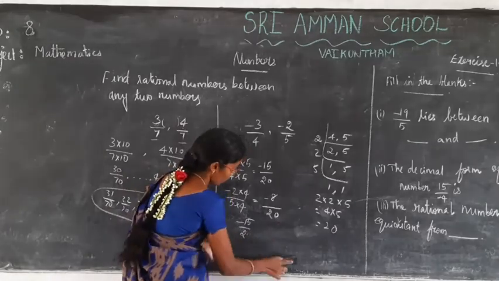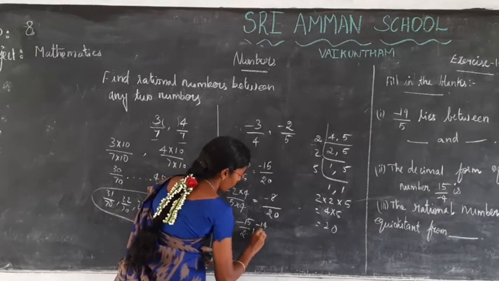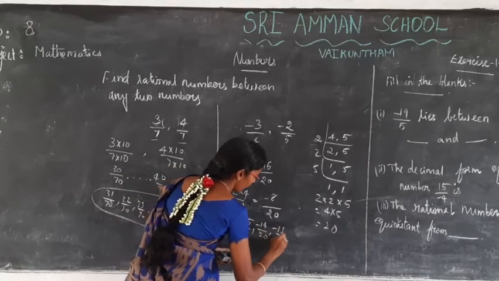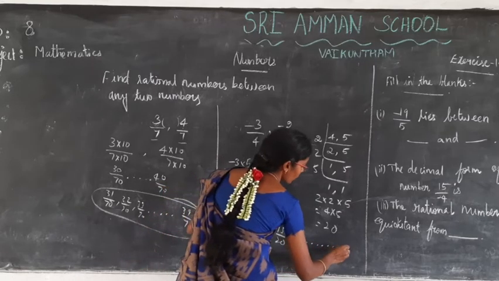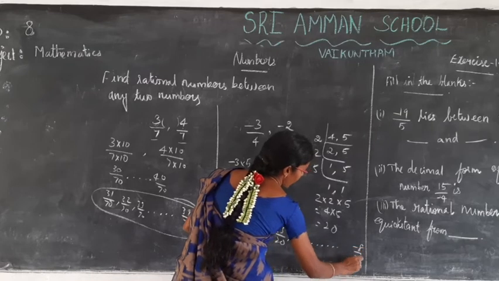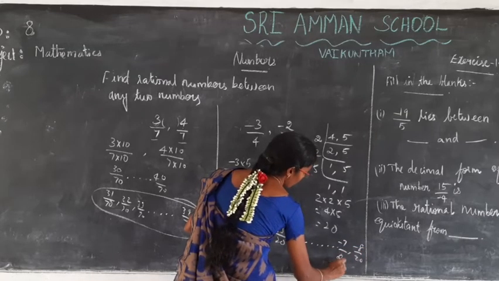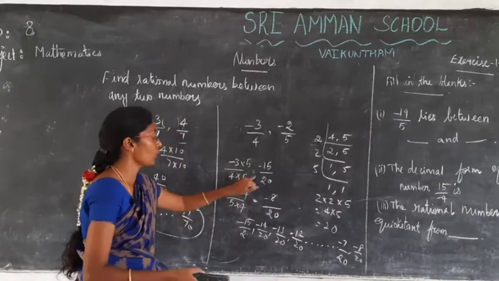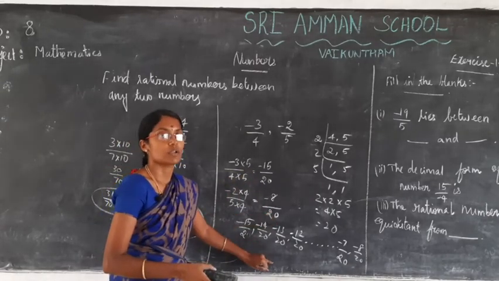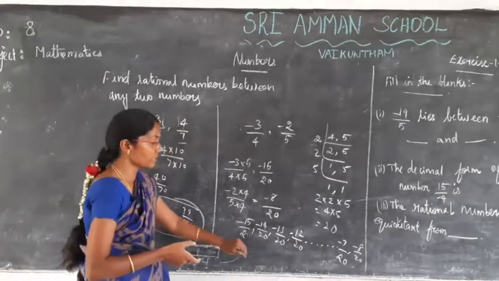Okay. So how will you write? Minus 14 by 20, minus 13 by 20, minus 12 by 20, and so on up to minus 9 by 20. So you have to find the rational numbers between minus 15 by 20 and minus 8 by 20 like this. Okay. You can also represent this on the number line.